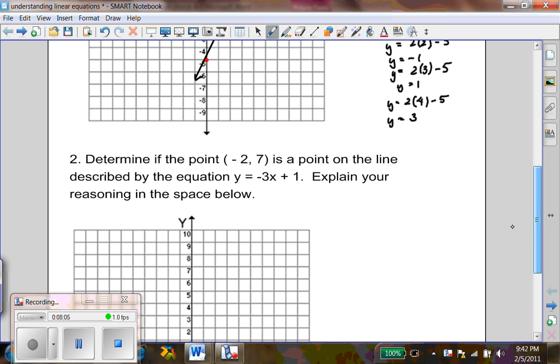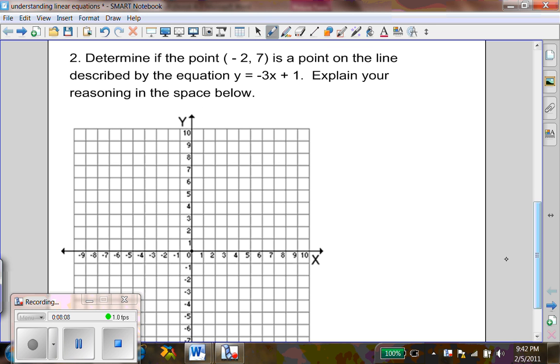So let's look at this one. Now this one's a little bit different, worded a little bit differently. It says, determine if the point negative 2, 7 is a point on the line described by the equation y equals negative 3x plus 1. Explain your reasoning in the space below.